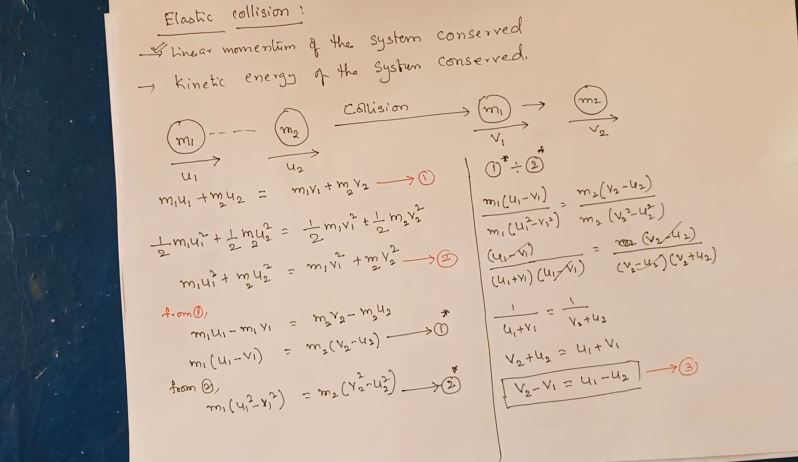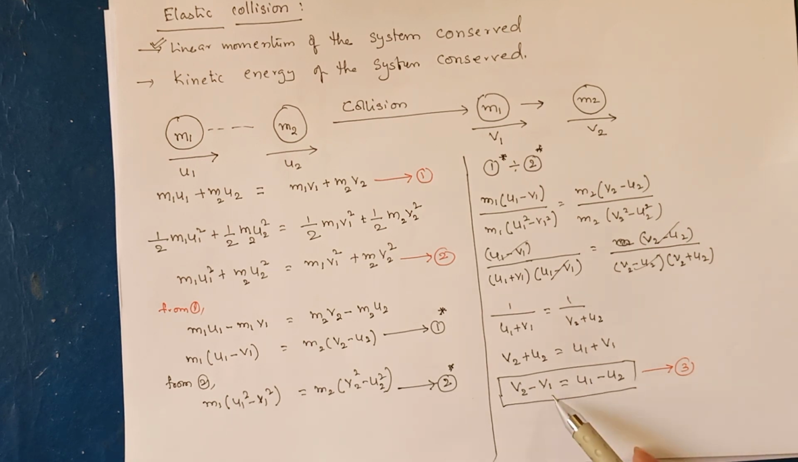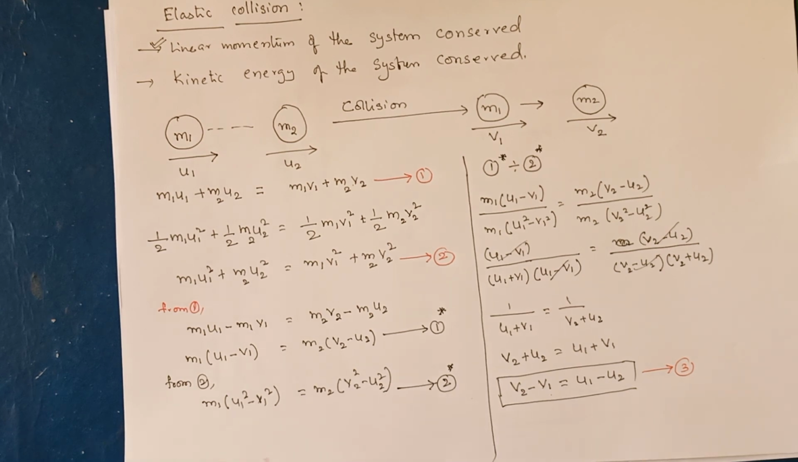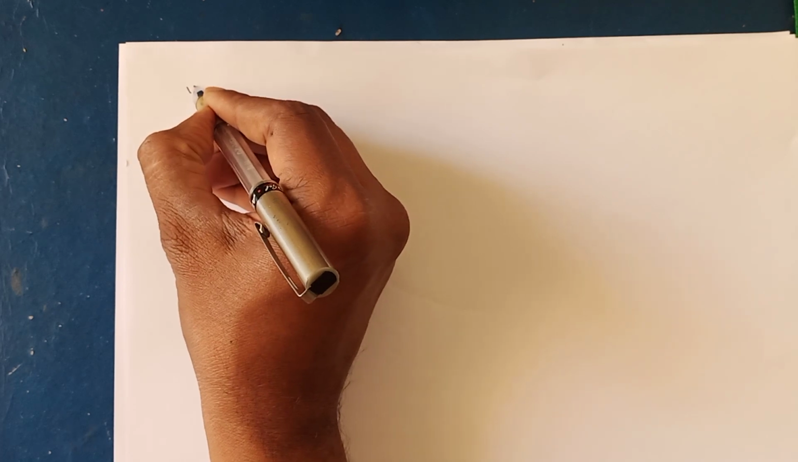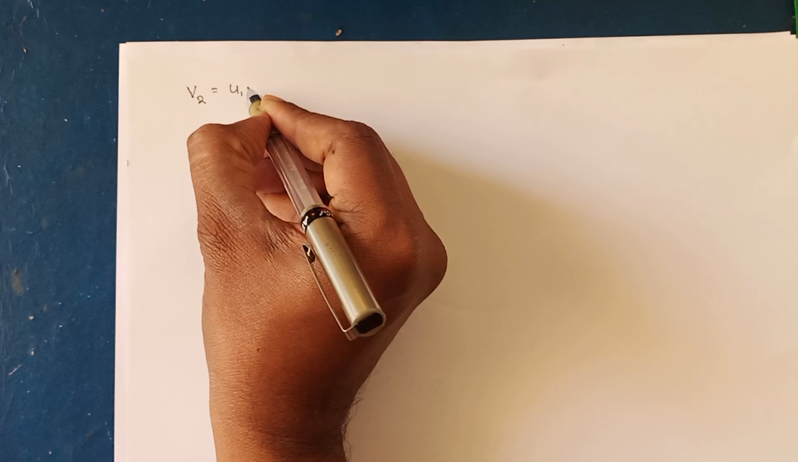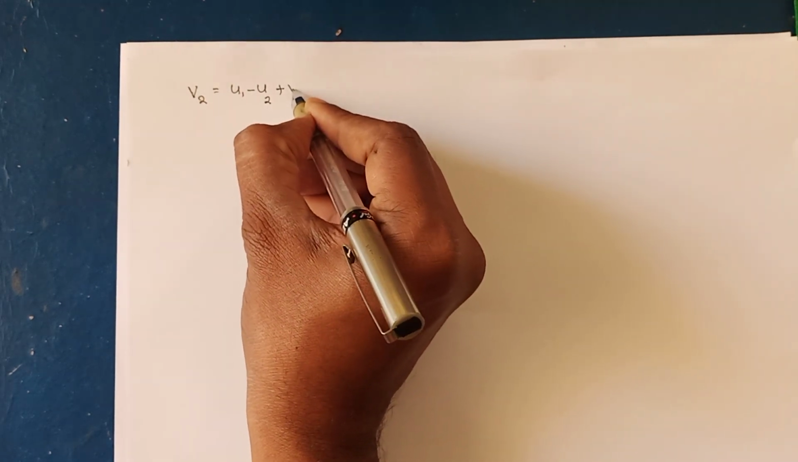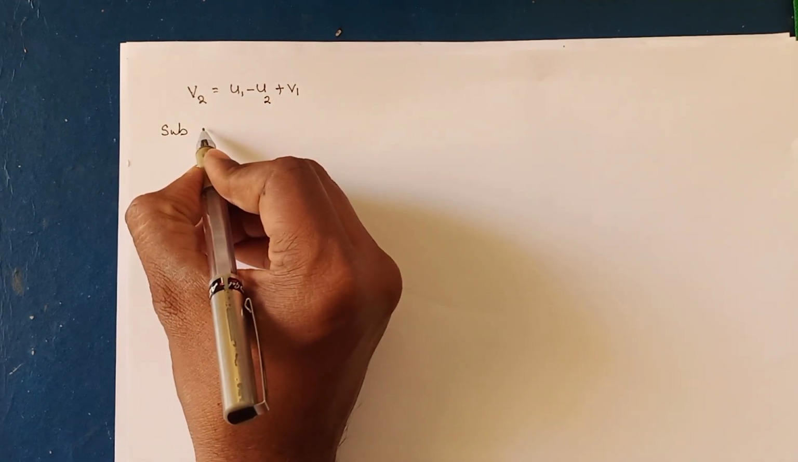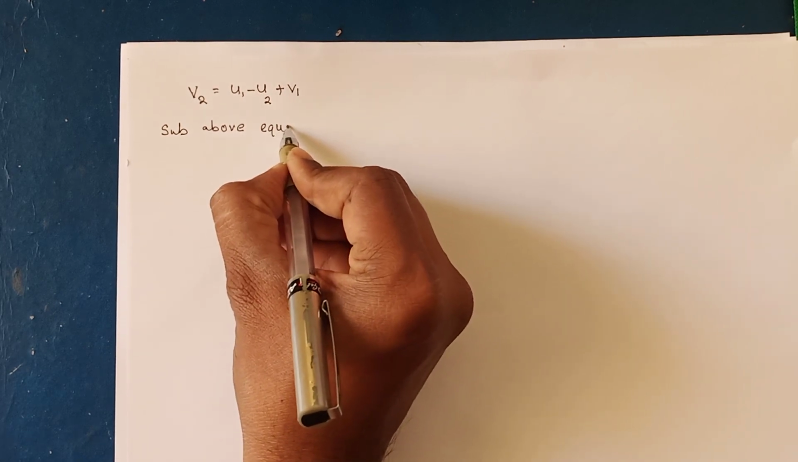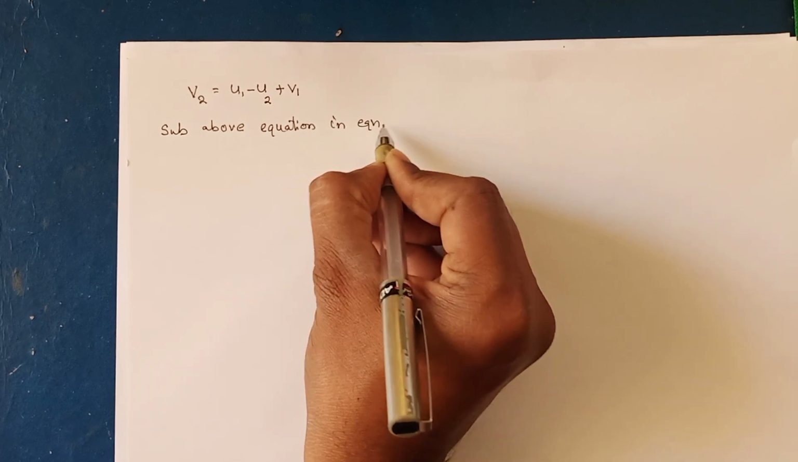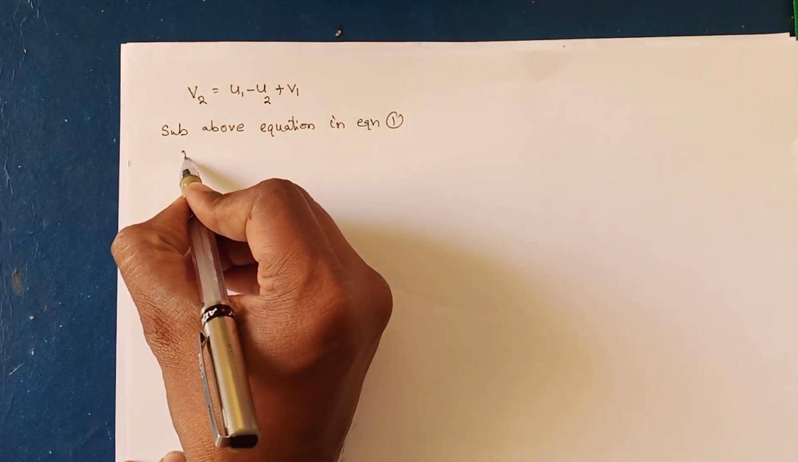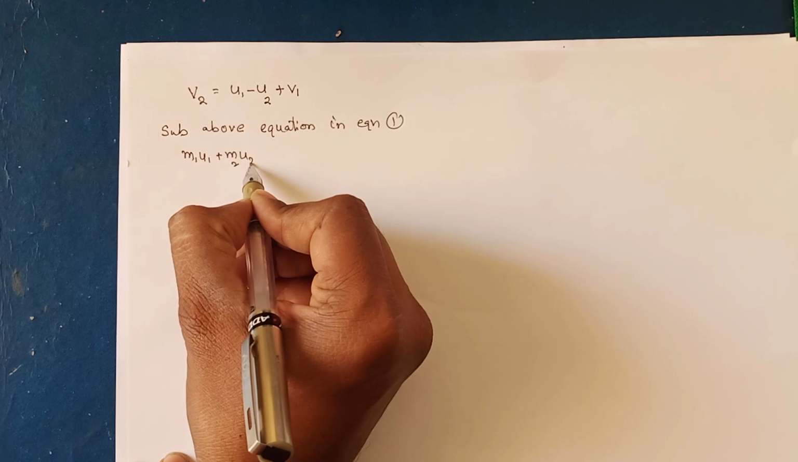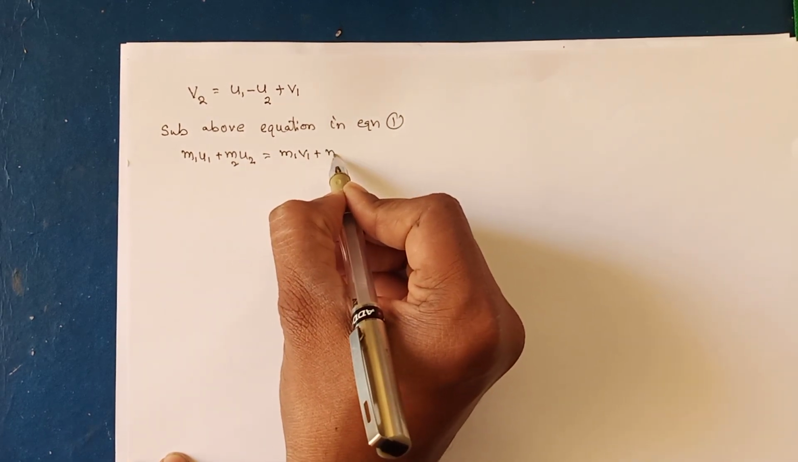Now if you substitute v2 in equation 1, you will get v1. If you substitute v1 in equation 1, you'll get v2. We shall see that. Now from equation 3, we will write v2 is equal to u1 minus u2 plus v1. Substitute the above equation in equation 1. So what is equation 1? Actually m1 u1 plus m2 u2 is equal to m1 v1 plus m2 v2.